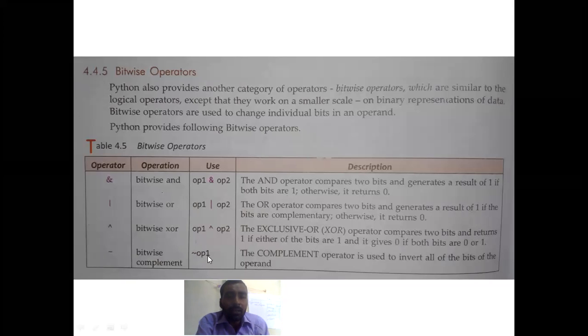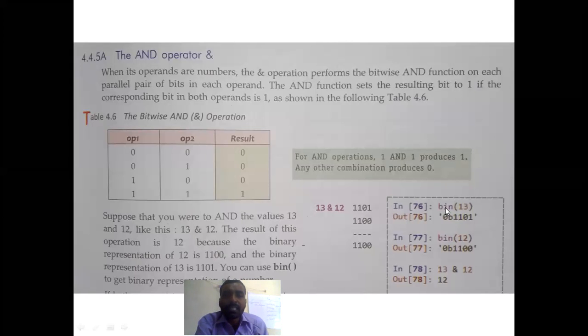Then the complement operator. Complement is just negative. Negative means if your operand is 1, then the result will be 0. If your operand is 0, then the result will be 1. So let us use this one by one. As here you can see, if you want to find the binary, you can write in the Python command prompt bin, then write the binary of any number, whatever number you want. So it will tell the binary digits. Then you can compare the digits or numbers.